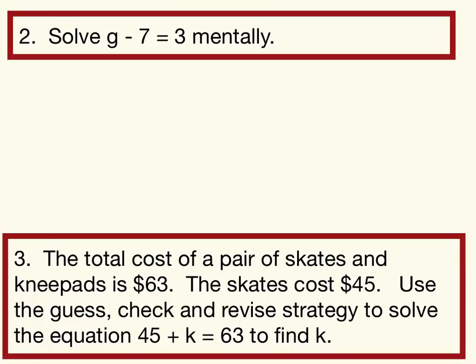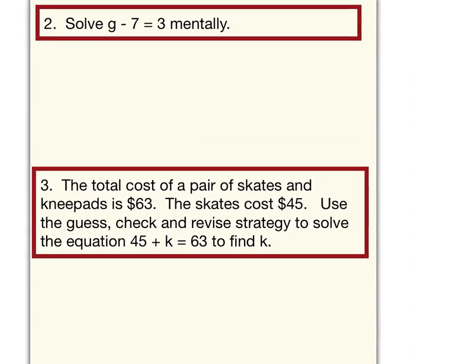All right, let's do another one here. Now this time we are getting into some subtraction, okay? Solve g minus 7 equals 3 mentally. We are not given any choices. We simply have to be a detective. So how are we going to do this? In this case, you probably want to think about it in your head a little bit and figure out what minus 7 equals 3. So if I had some money and I took away $7 and I was left with $3, what would I have started with?